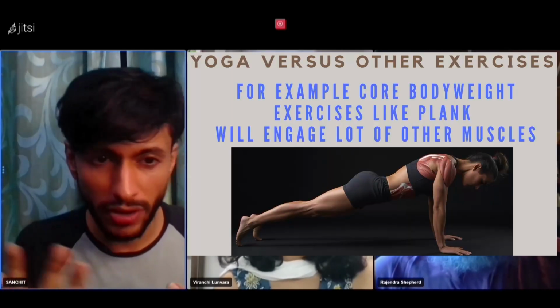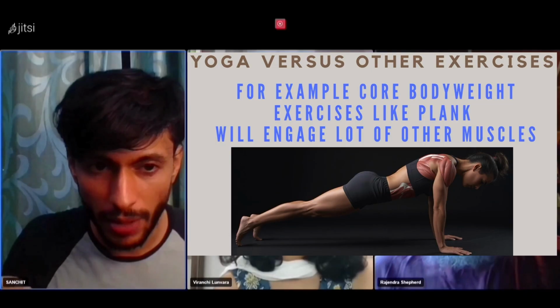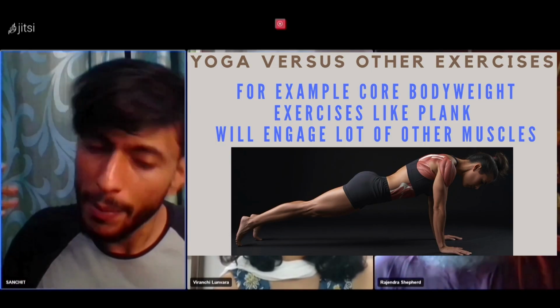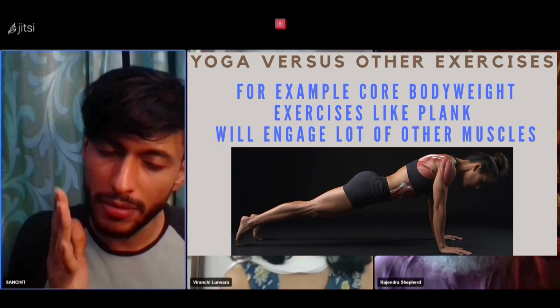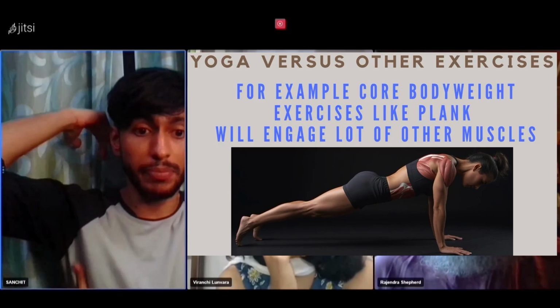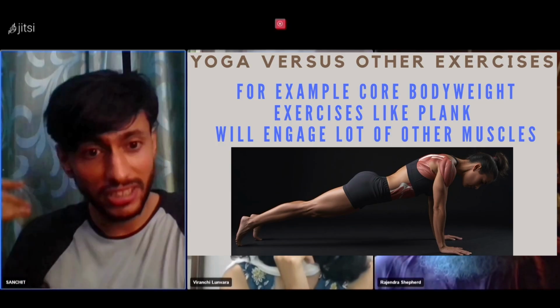For example, if I do plank, I'm engaging my inner abdominal wall, my hip flexor, my glutes, and my spine also. I'm working on spine muscles also, but my serratus anterior, my rib cage muscles, are also getting engaged. My lats are getting engaged. So along with the spine muscles, other muscles are also getting engaged when you do other physical practices.